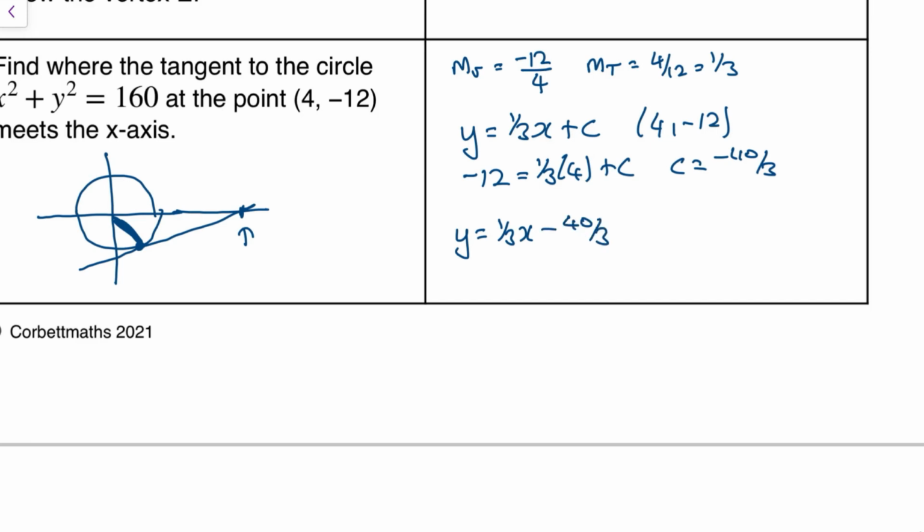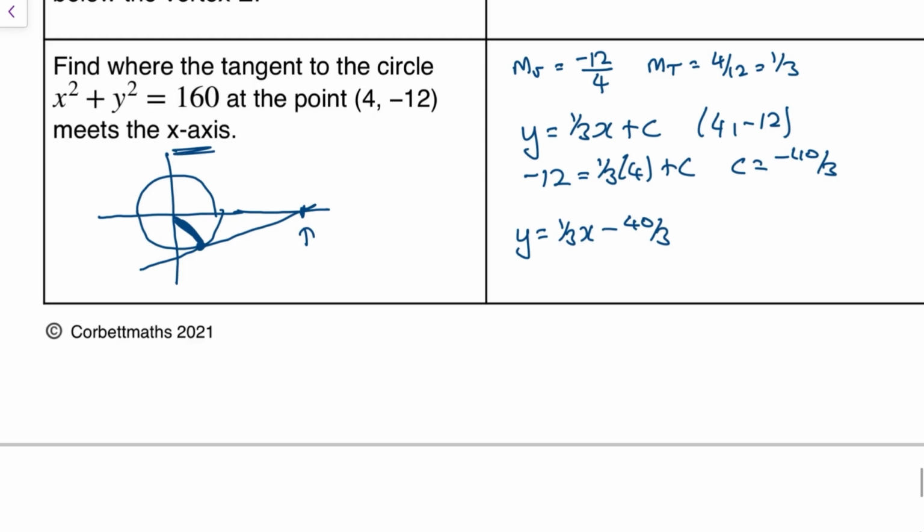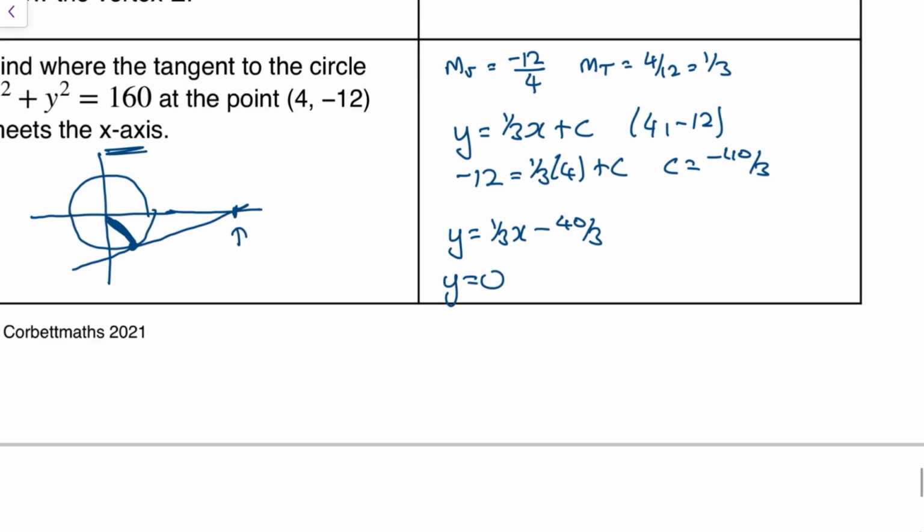But remember, that's the line of the tangent. I want to know where it meets the x-axis. In other words, I care about where y equals 0. And where y equals 0, a third x is equal to 40 over 3. In other words, it must be the case that x is equal to 40. Multiply both sides by 3, leaves me a 40 behind. And just for completeness, I'm going to write the coordinate of that as 40, 0.